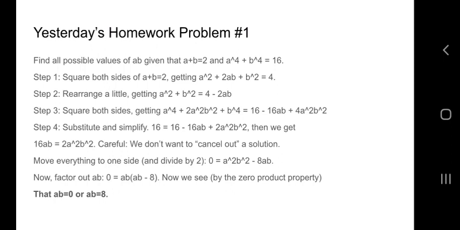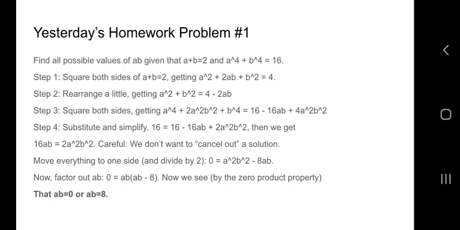Now, there is a fact called the zero product property, and this just says that if two things multiply together to give 0, then one of the things must have been 0. Because if, for example, x times y equals 0, then we know that either x is 0 or y is 0, or they're both 0. It's not possible that they're both non-zero.